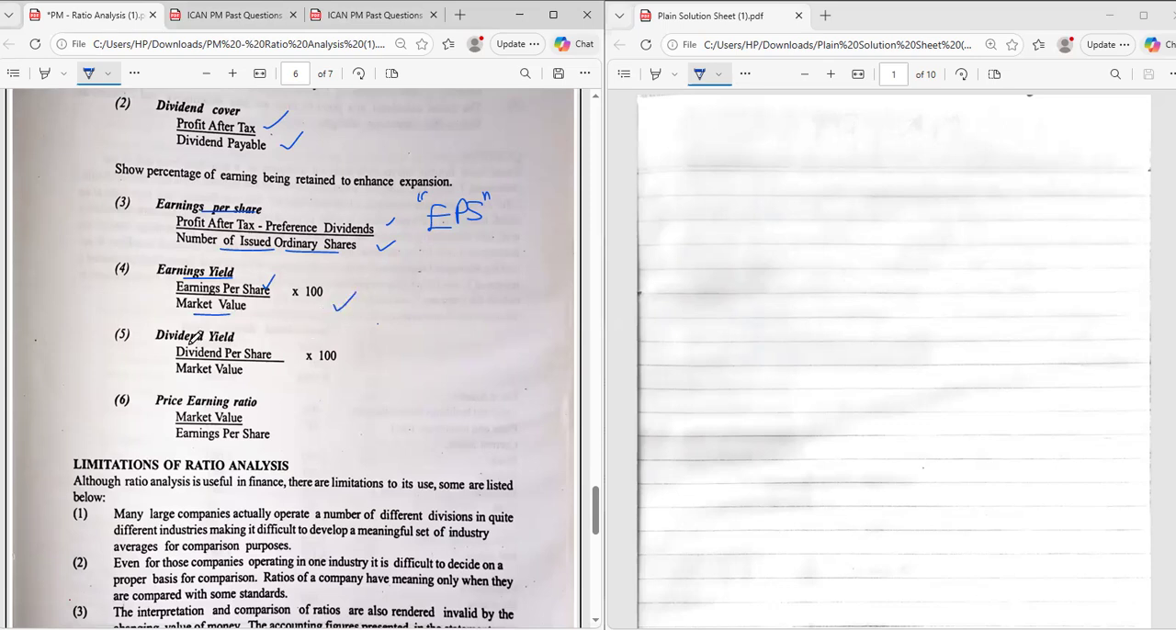Then your dividend yield, your dividend per share as a percentage of what? Market value. That's your dividend yield.